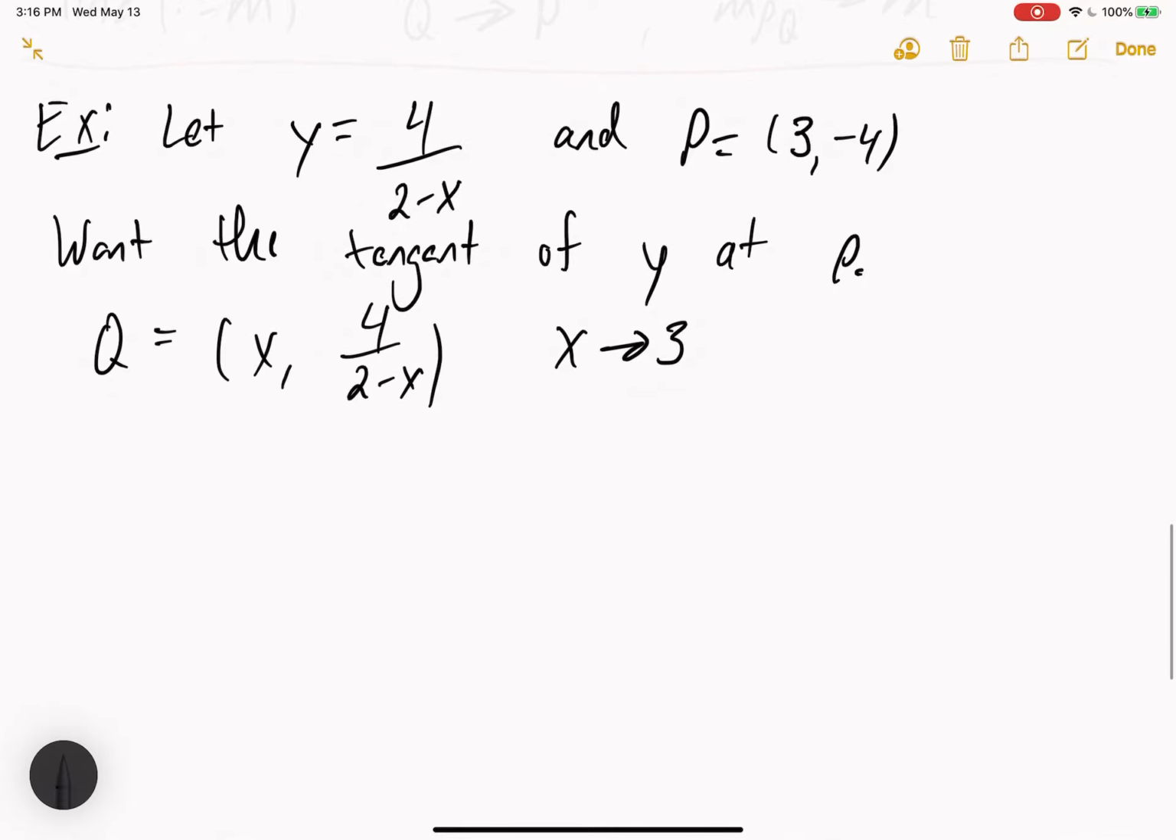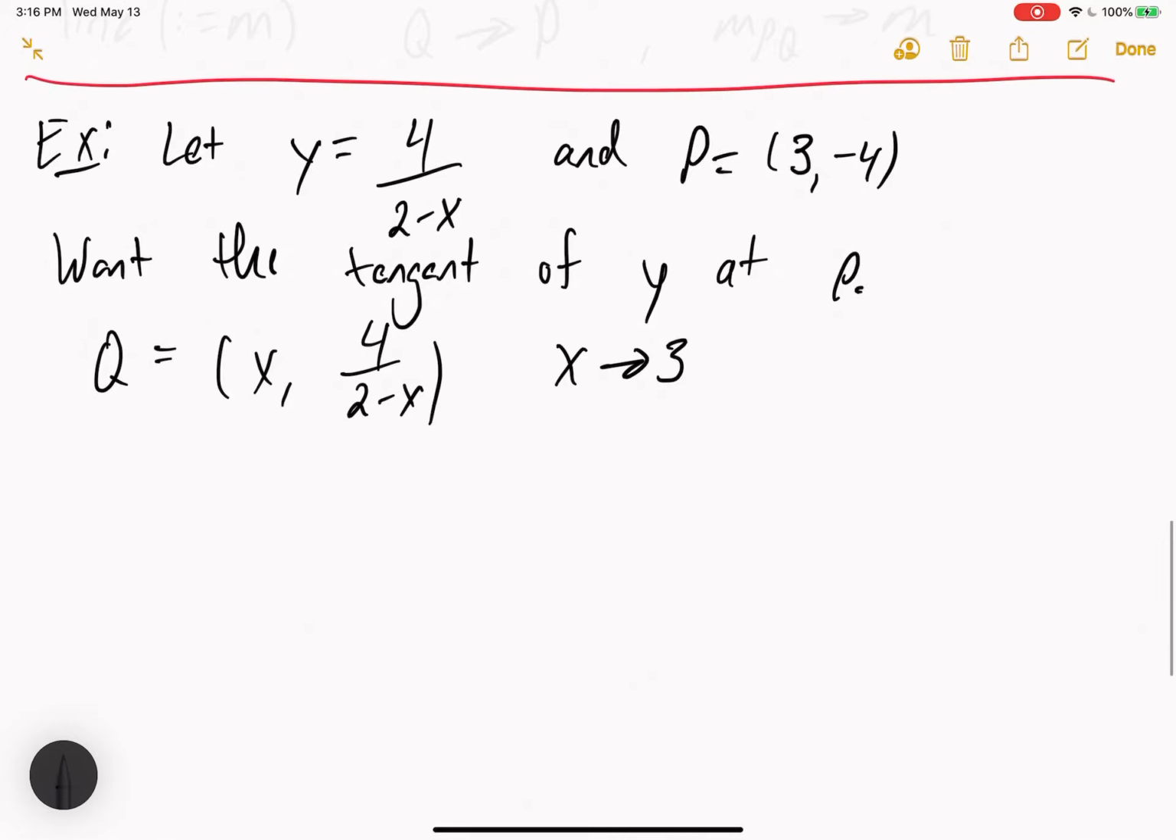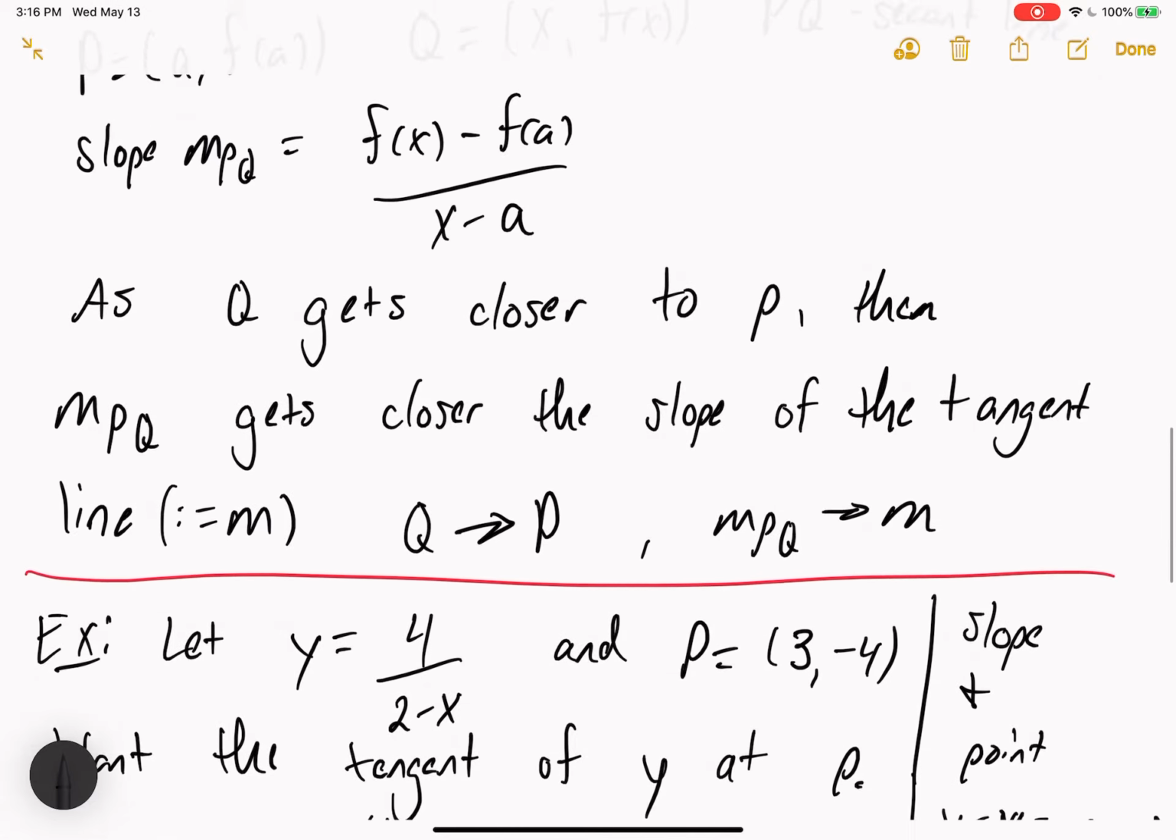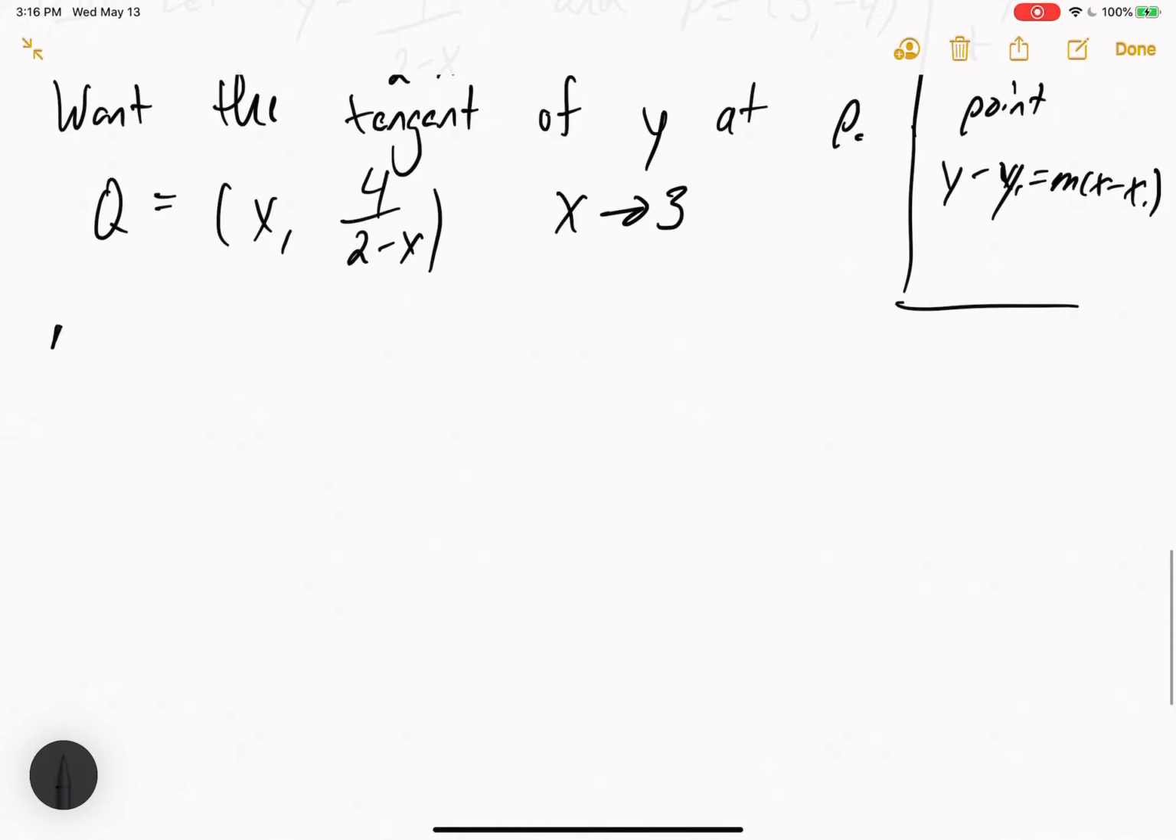So first off, let's at least get the slope first. The thing that we need to find a tangent line is a slope and a point. That gives us a line, because this will just be y minus y1 equals m times x minus x1. So the thing that we need is the slope, and what I've told you up here is that mpq goes to m. So now we have to figure out what mpq is.